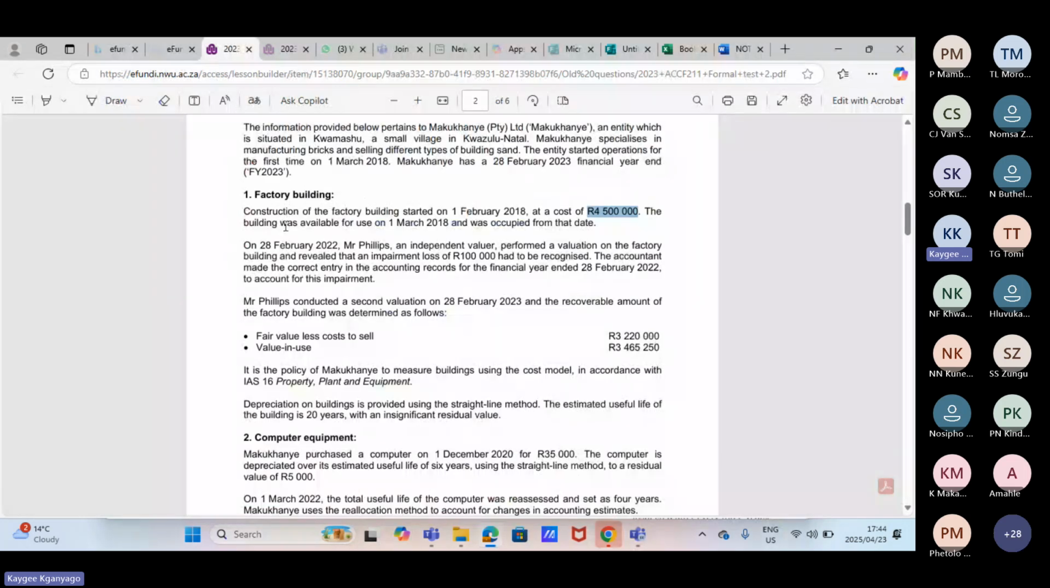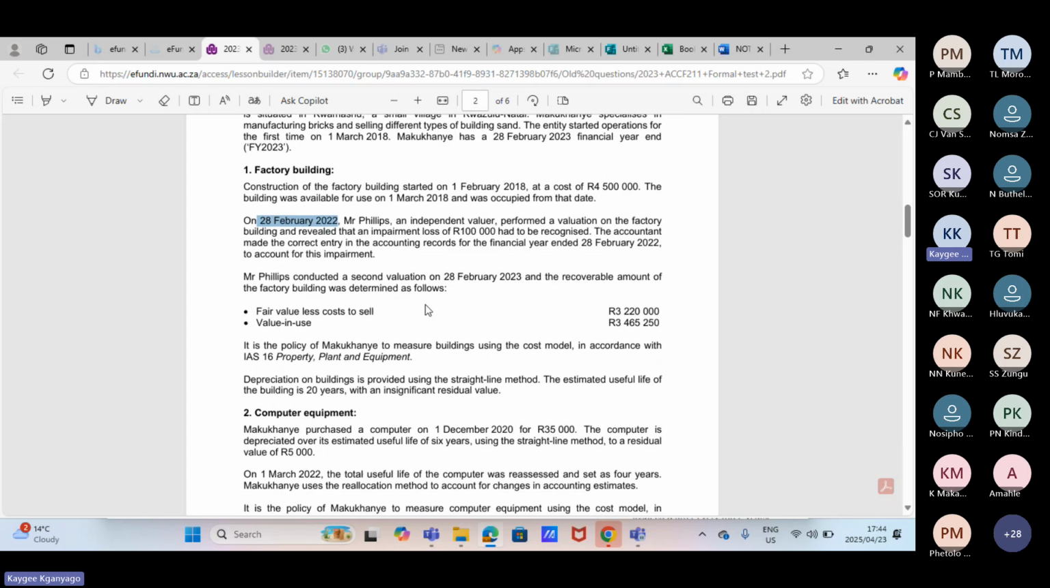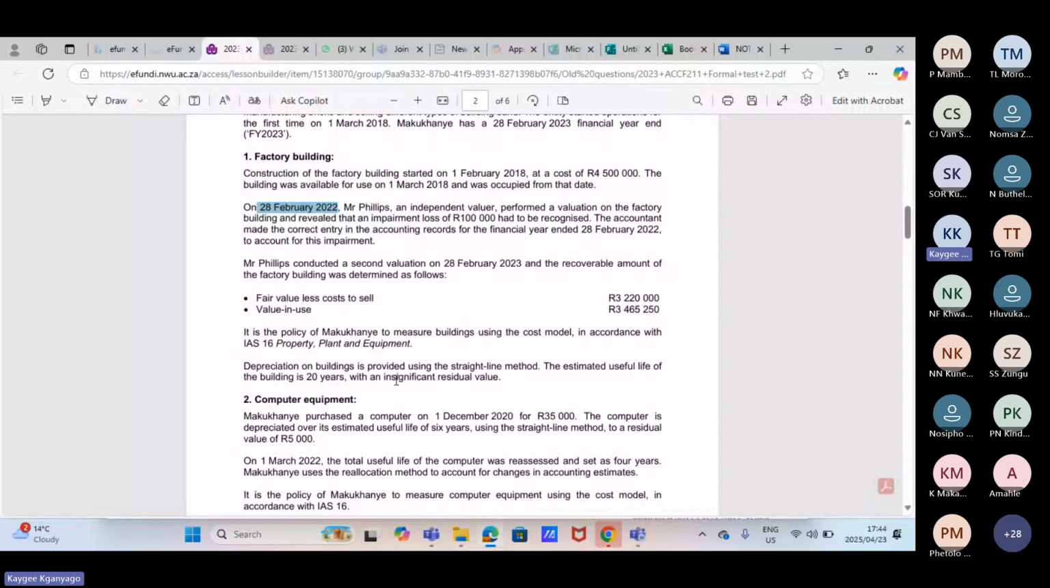Okay, we can see the first event happened when? On this day, 28 February 2022. Are we together? Which means now I must depreciate from the 1st of March 2018 until 28 February 2022. How many years is that? 2019, 20, 21, 22. Can you see it's 4 years?